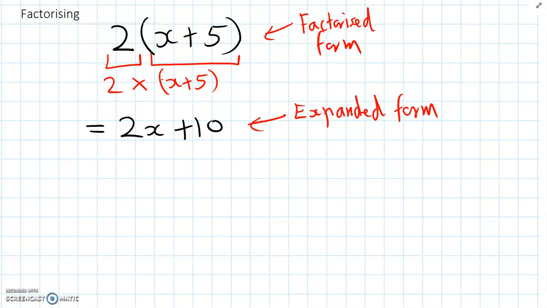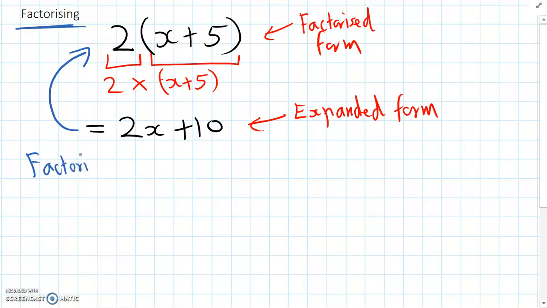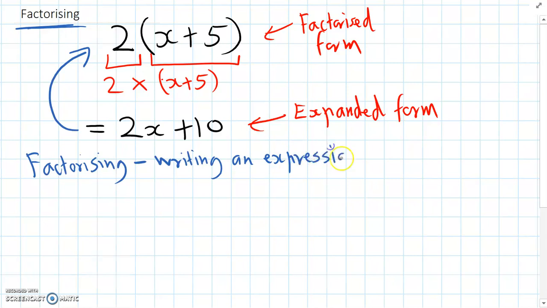So the next thing we're going to practice is factorizing, which is the exact opposite of expanding. Factorizing means we're going from the expanded form and making it more simple by turning the expression into 2 factors multiplying together. So factorizing means writing an expression as 2 factors multiplying.